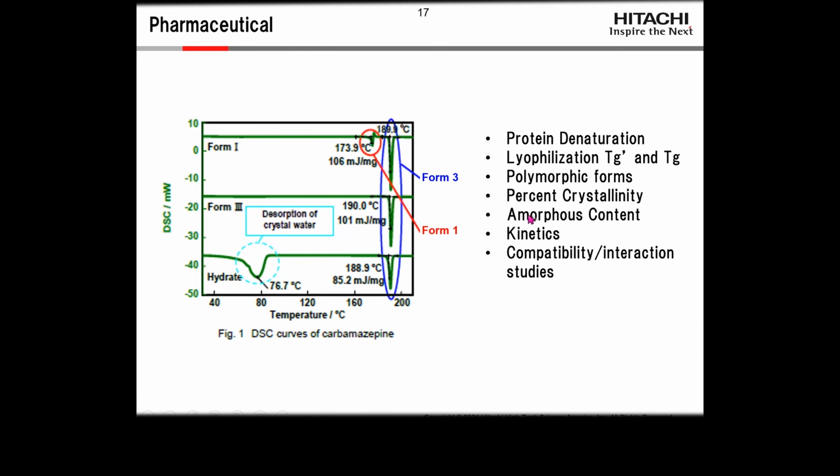We can look at percent crystallinity or amorphous content. They're kind of the inversion of each other. We can also do kinetics and compatibility studies. And this here is actually looking at various forms of a polymorphic drug at different heating rates. We have form 1, and we heat above that, and it converts to form 3. We look at straight form 3, we get that. And then we can look at what's called a pseudopolymorph, where we have a dehydration of water that occurs, and then we end up in form 3, which is the thermally stable form.